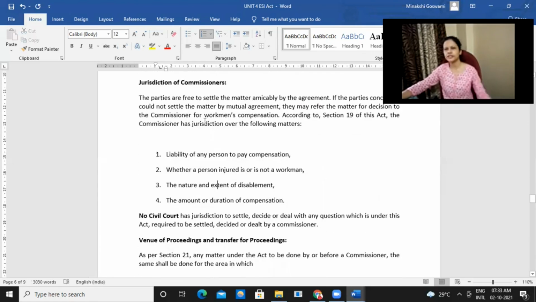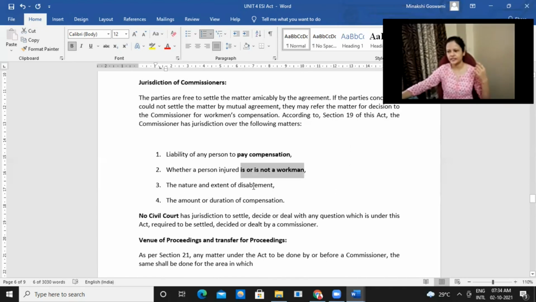So the commissioner is basically deciding 4 different liabilities, like the obligation to pay compensation, whether the person injured is a workman or not. That is a very important question. When a person is claiming compensation under this Workmen Compensation Act, it becomes very important to decide whether this person is even a workman of that establishment or not.